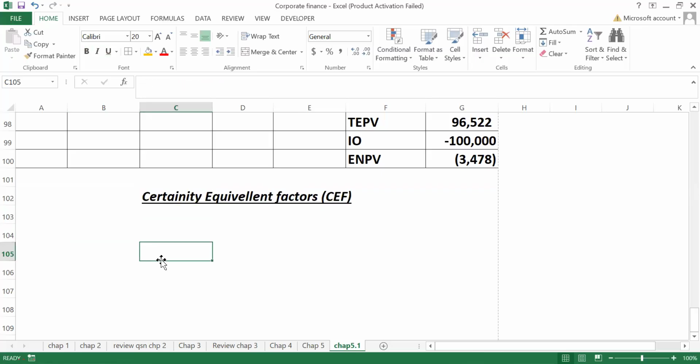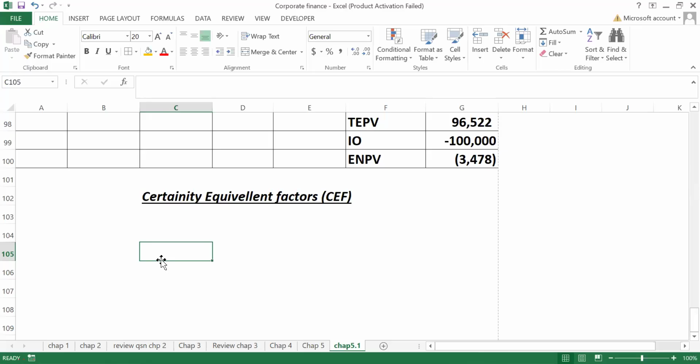We are looking at how to incorporate risks in our investment. The first we looked at is how to use the probabilities to incorporate risks in our investment. The second part that we are talking about is the certainty equivalent factor. And what's the certainty equivalent factor? The certainty equivalent factor is the level of cash flows that are considered to be risk-free by the management, or the level which is acceptable. That's what's called a certainty equivalent factor.